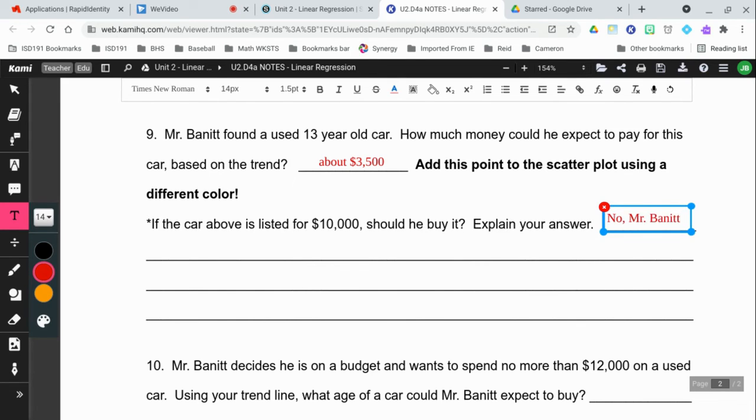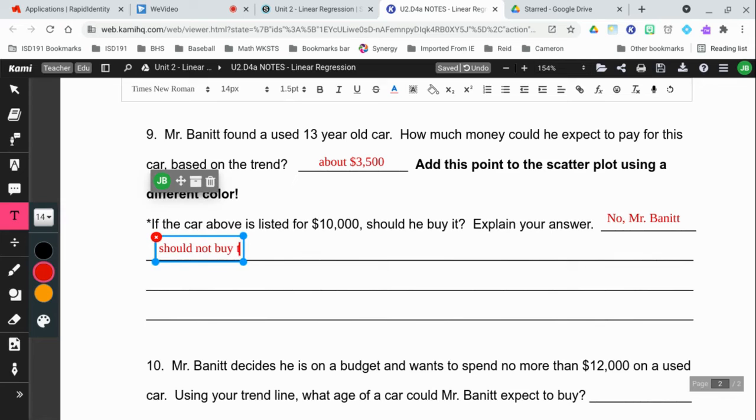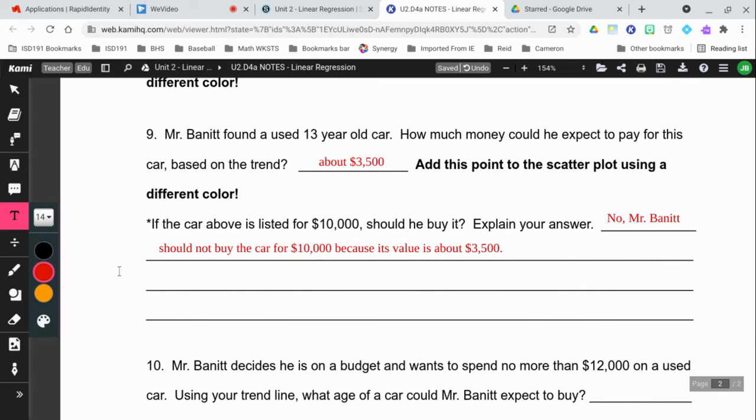And I know this sounds silly to say my own name, but no, Mr. Bennett should not buy the car for $10,000 because its value is about $3,500. I'd be wasting my money if I paid that much more. You know, if I found that same car and it only cost me $3,500, I maybe could, if I wanted to not spend a lot of money, but risk buying an older car that might have costly repairs in the near future.